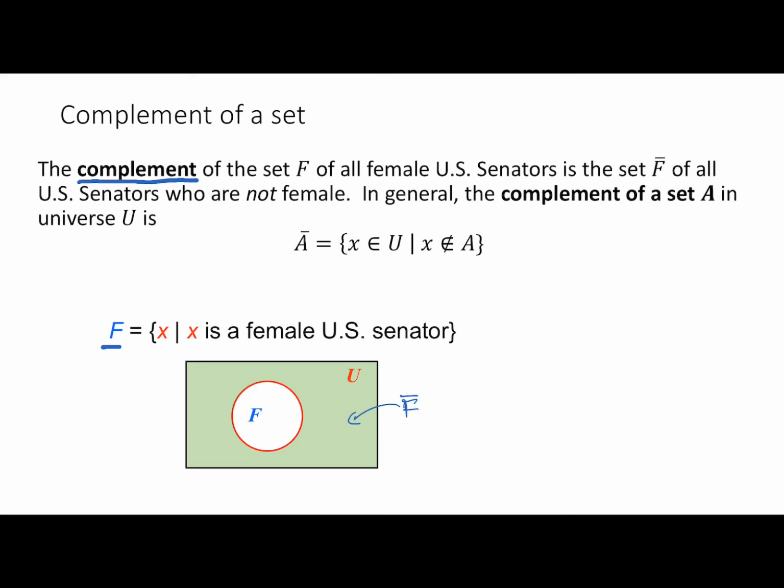In general, the complement of a set A is denoted with an A with a bar over it, and it's the set of X in the universe such that X is not in A. So when you see the notation A bar, what you should think is not A.